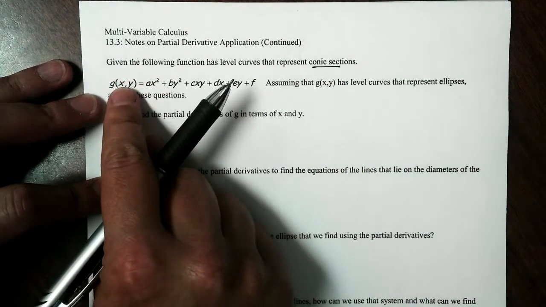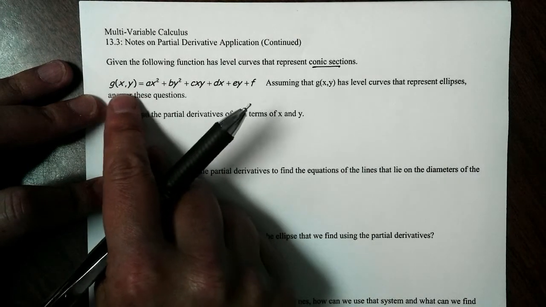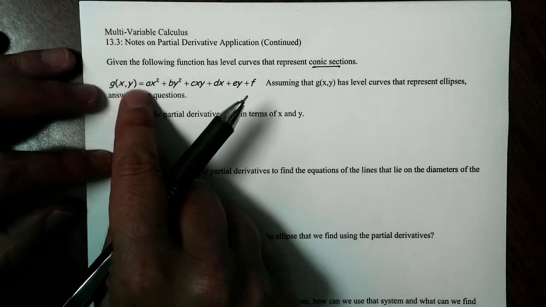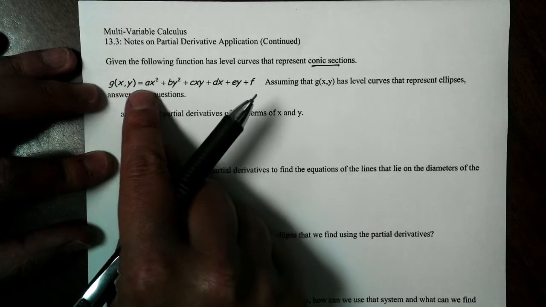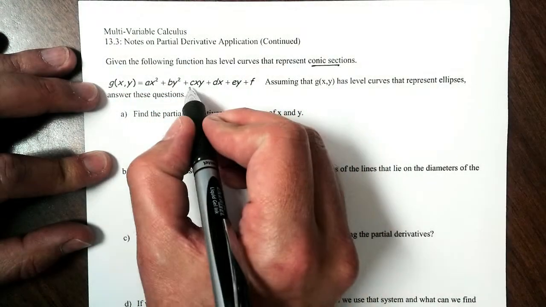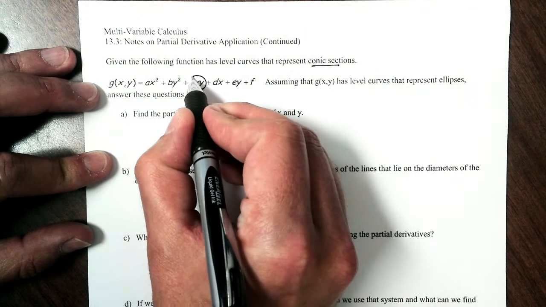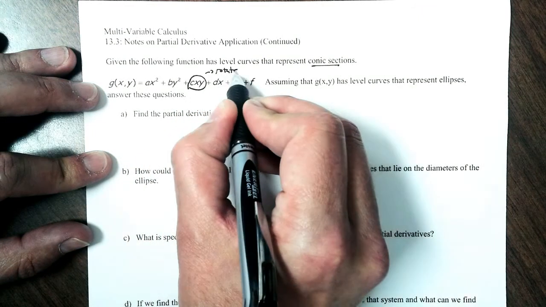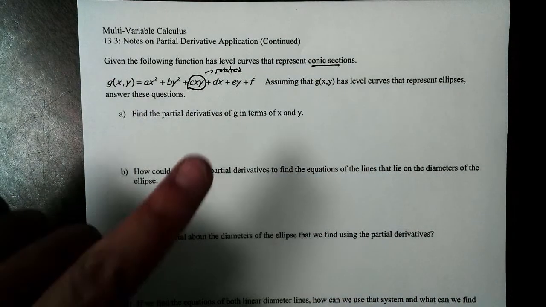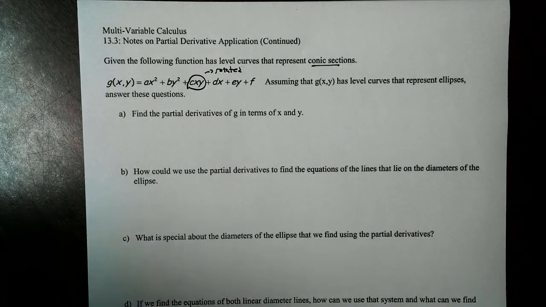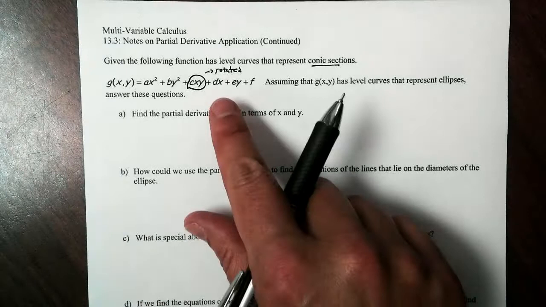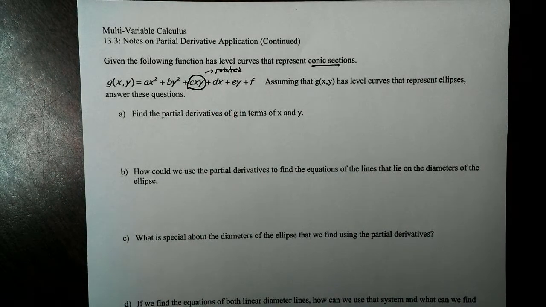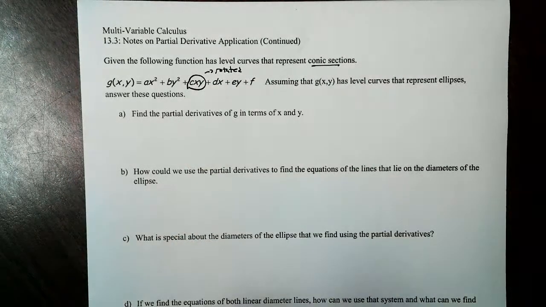You might recall this equation from pre-calc, where g is a function of x and y, because conic sections are a function of x and y. And we have our little equation right here. But this little piece right here, where we have c, x, and y together, tells us that this is a rotated conic section. So today we're going to look at how we can use partial derivatives to determine how to graph a conic section that's been rotated.